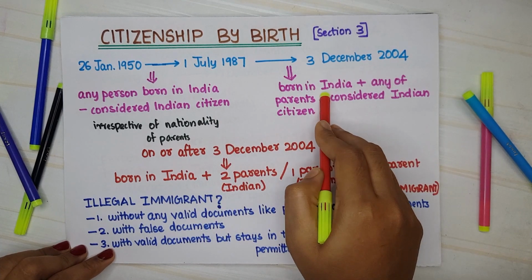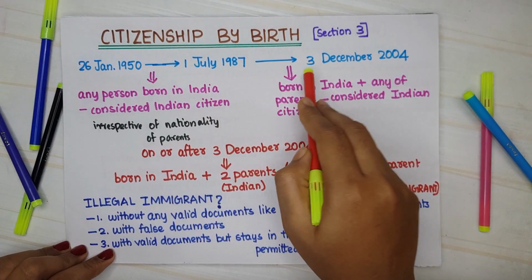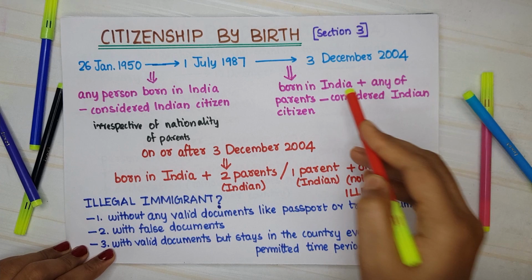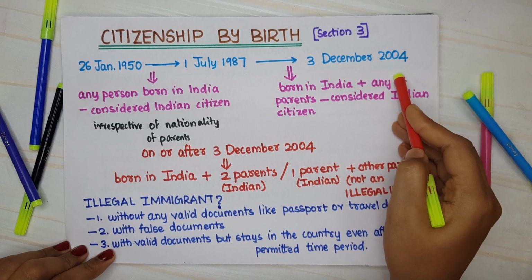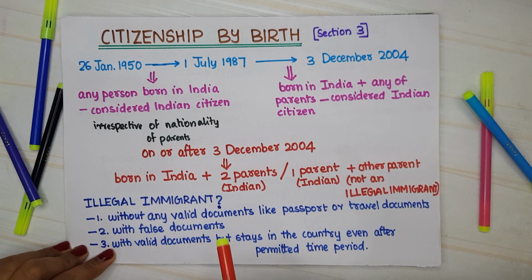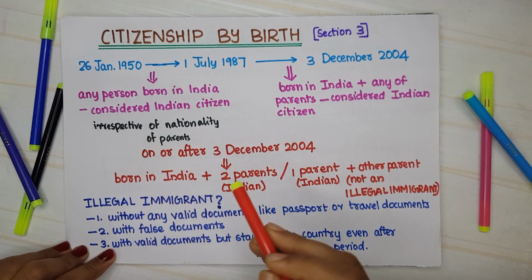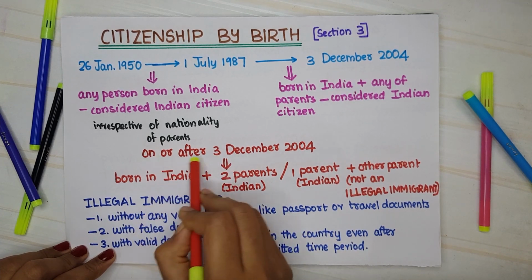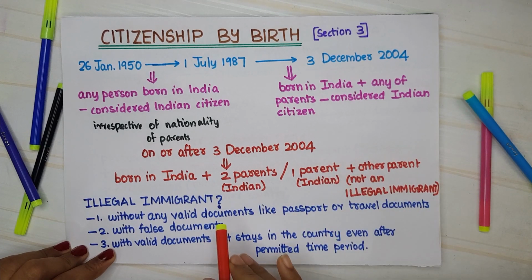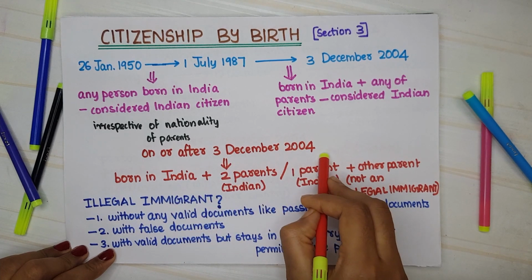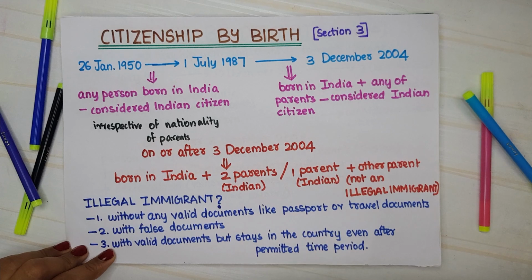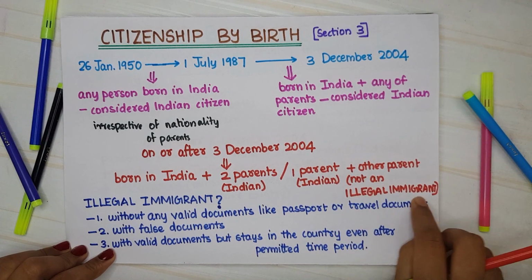Then the new timeline begins, from 1st July 1987 to 3rd December 2004. If a person is born in India between 1st July 1987 and 3rd December 2004, in order to acquire Indian citizenship, any one of his parents should be an Indian citizen. And then the last and now applicable timeline came into being on or after 3rd December 2004. For a person born in India on or after 3rd December 2004, both parents, that is father and mother, should be Indian, or one parent is an Indian and the other is not an illegal immigrant.